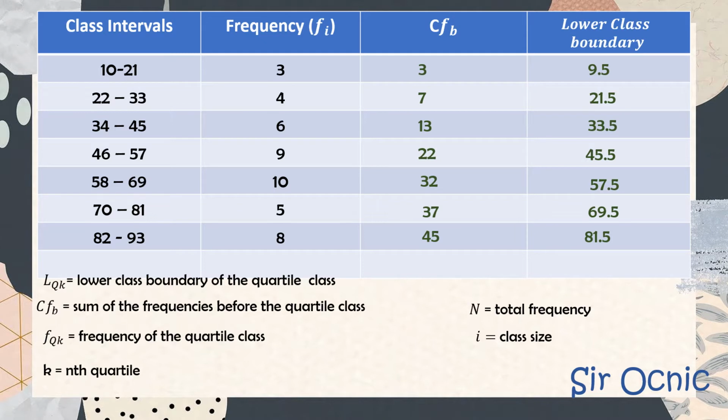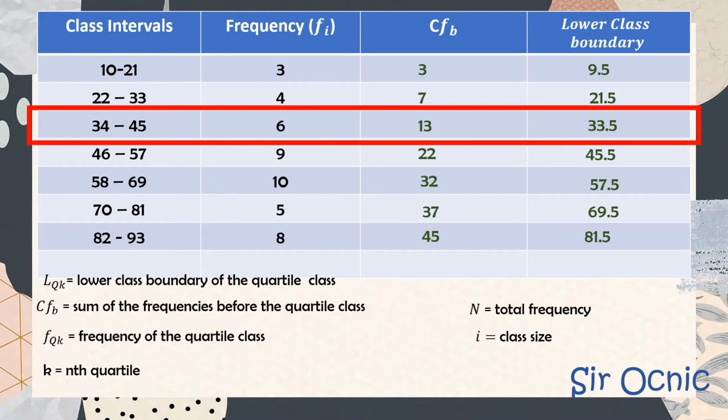Let us now identify the quartile class. Since we have 11.25, that means that the quartile class is at 34 to 45. 34 to 45 will now be the basis of our quartile class. The lower class boundary of 34 to 45 is 33.5.